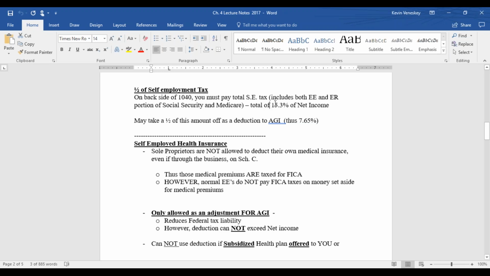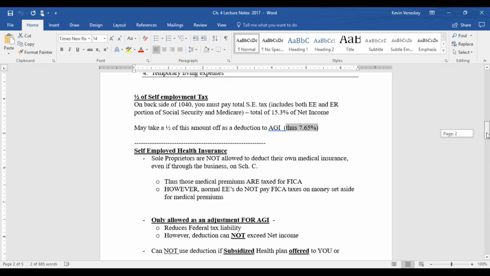So you have to pay a total of 15.3% of your net income, whereas a typical employee only has to pay 7.65% because the employer is required to pay the other half. So to give a little bit of help back, whatever your self-employment tax is, you're allowed to take half of that self-employment tax as a deduction. It's not a big help, but every little bit does help a little. We'll see this coming up.